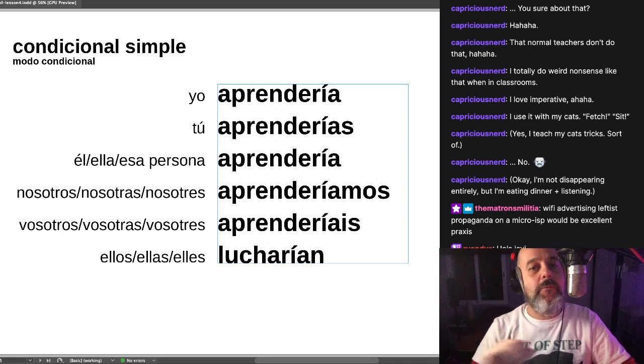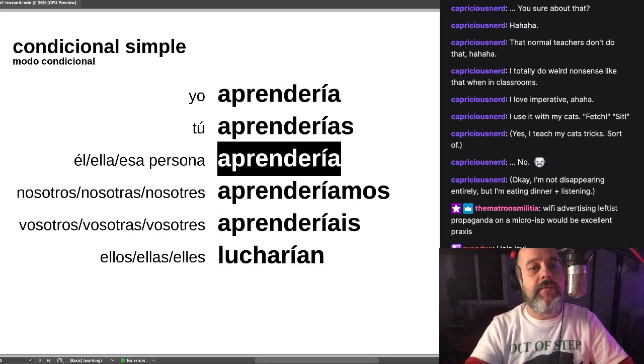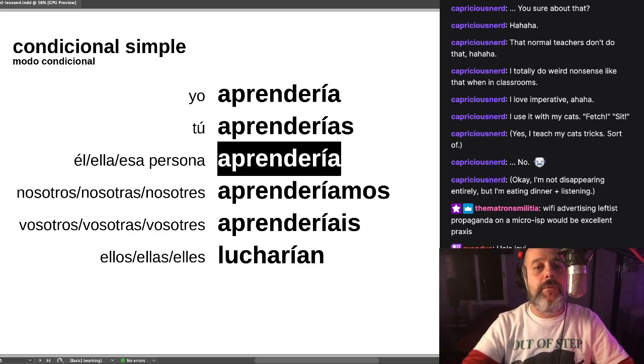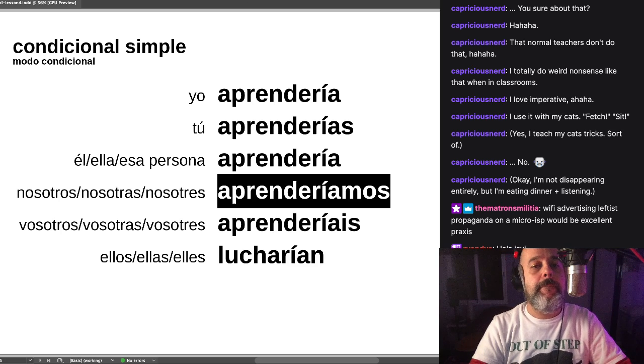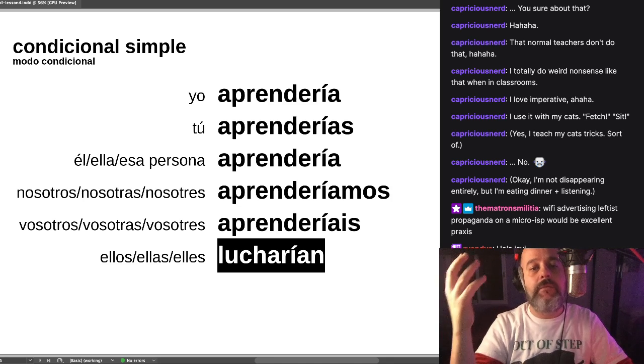Yo aprendería, I would learn. Tú aprenderías, you would learn. Esta persona aprendería, that person would learn. Nosotros aprenderíamos, we would learn. Vosotros aprenderíais, you all would learn. Ellas aprenderían.